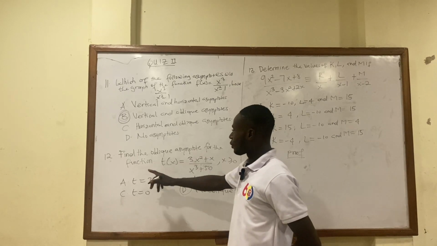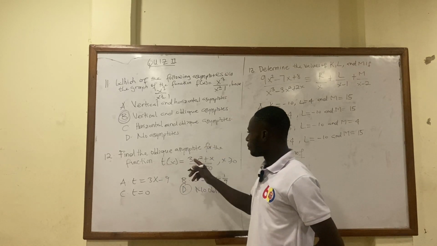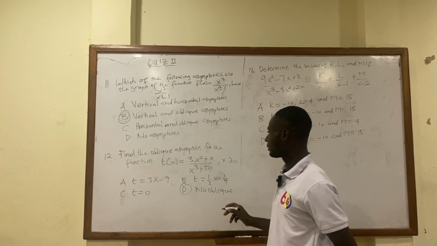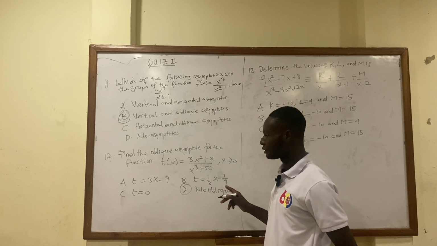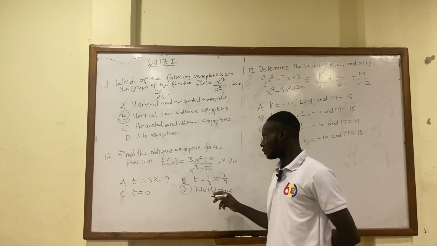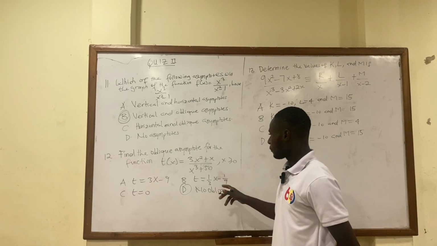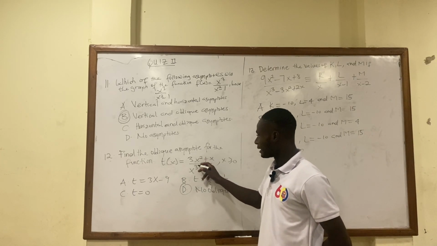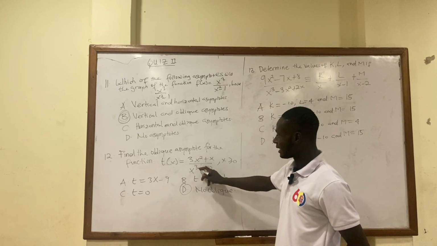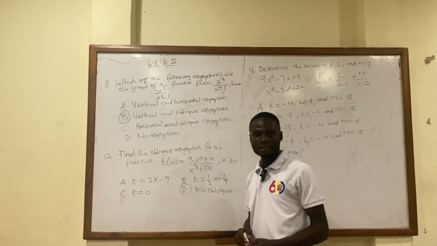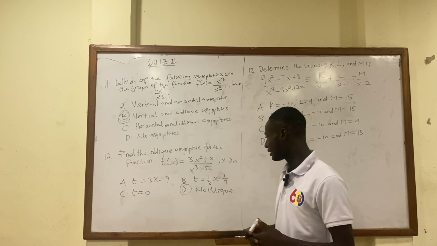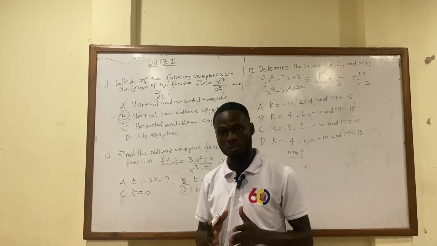Good. So question 12, find the oblique asymptote for the function 3x squared plus x over x cubed plus 50, where x is greater than or equal to 0. With regards to this, we can see that the degree of the numerator is less than the degree of the denominator. So there is no way you can say there is an oblique asymptote.